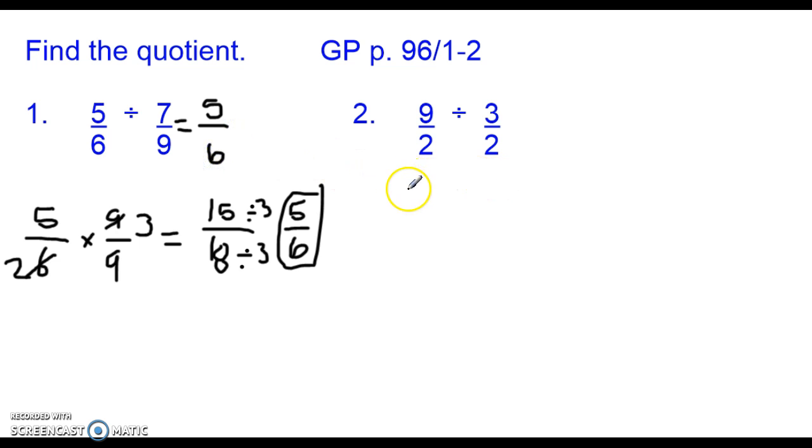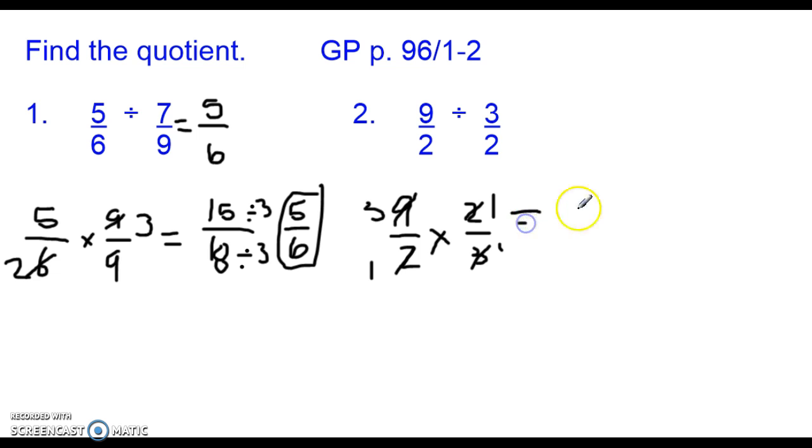Now for this next one, you have 9 over 2. You keep that one. I'm going to change this into a multiplication problem and multiply by the reciprocal. So 2 over 3. Now I can cross simplify after I have my multiplication problem. I'm going to divide by 2 here and 2 here. And then for this one, I'm going to divide by 3 and divide by 3. Now when I multiply across, I get 3 over 1, which equals the whole number 3. So 9 over 2 divided by 3 over 2 equals 3.